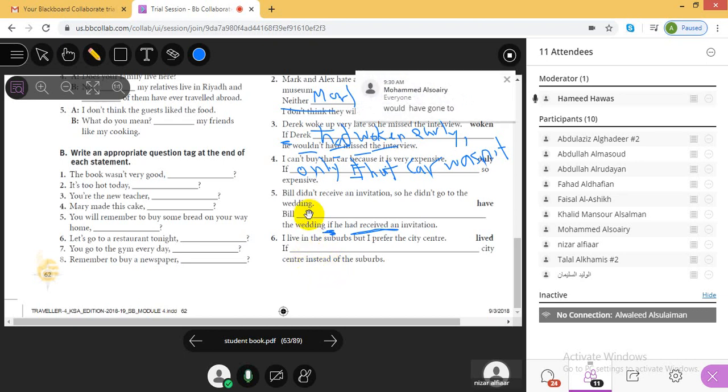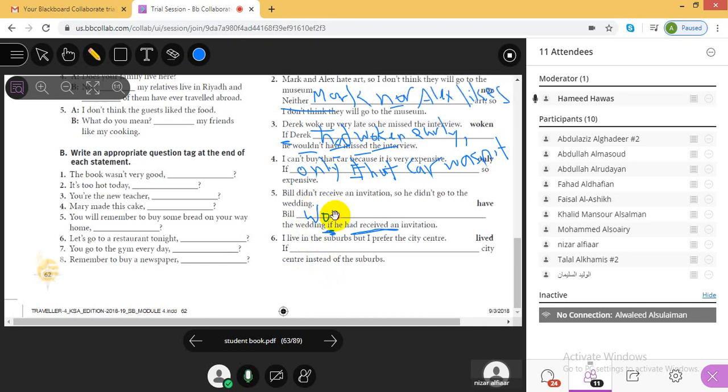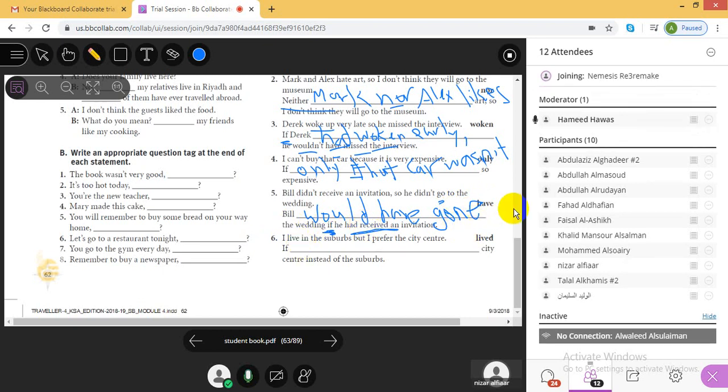Yes, Bill would or could. By the way, they are both right. Bill would have, and verb 3. Verb 3 of go will be gone. Okay? Bill would have gone to the wedding if he had received an invitation, but he didn't receive one, so he didn't go. That's it. I imagine an impossible situation.